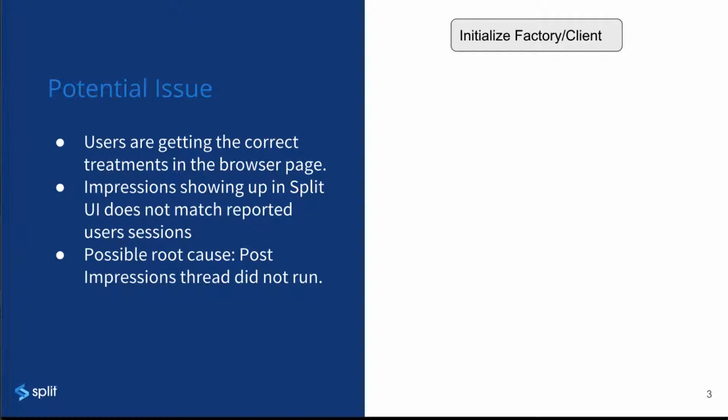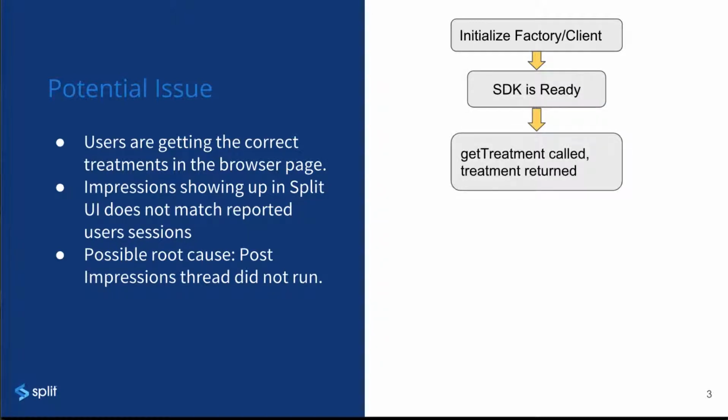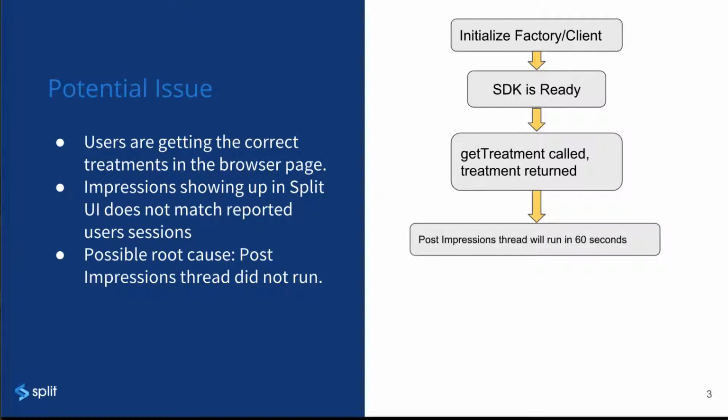And here is the flowchart for this issue. So first, the SDK factory and client initialize. SDK is ready, and the getTreatment is called. The correct treatment is returned. And then post impression thread runs in, here we set it to 60 seconds, and I think the default is either 60 or 30 seconds.